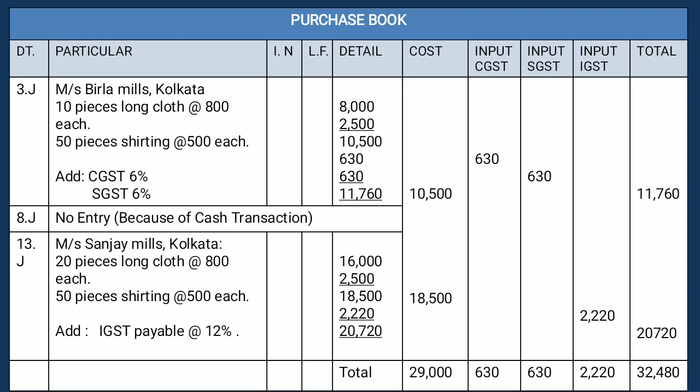Here we can see the total of cost, that is 29,000, total input CGST 630, total SGST 630, total IGST 2,220, and the total value of purchase, that is 32,480. So like this we can record our transactions.